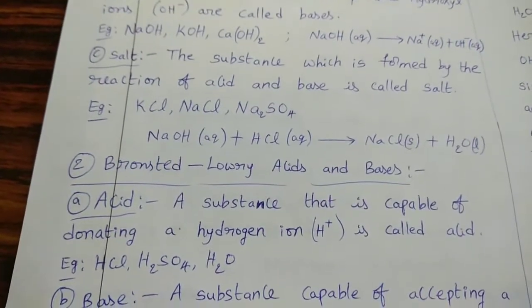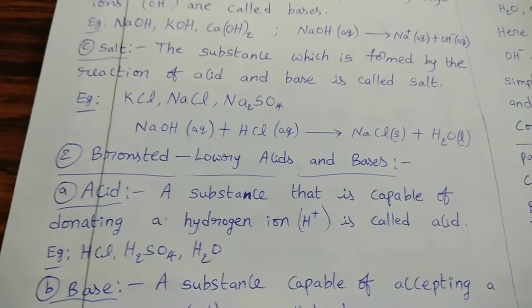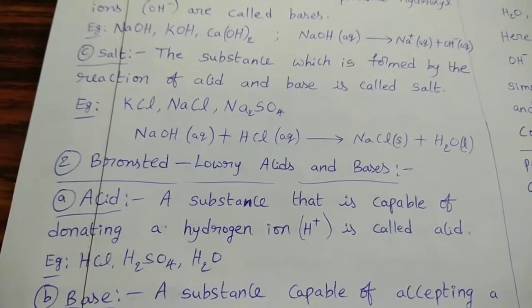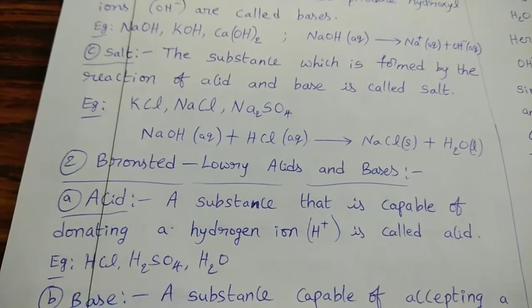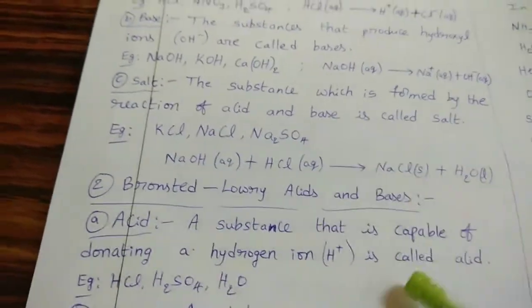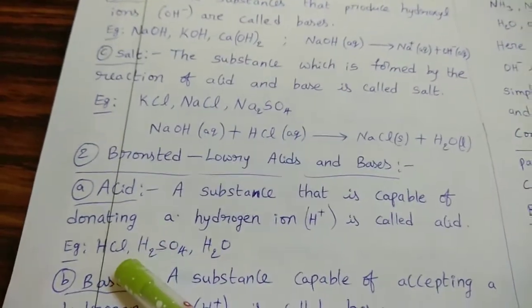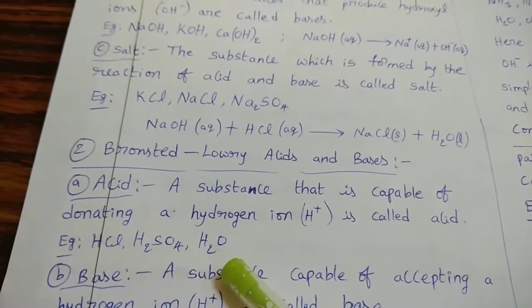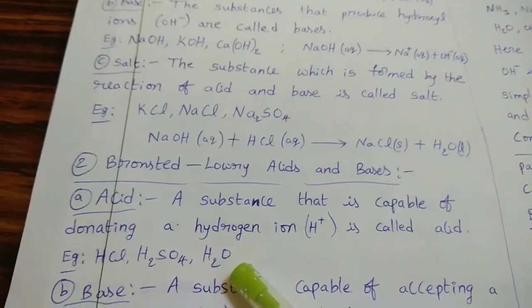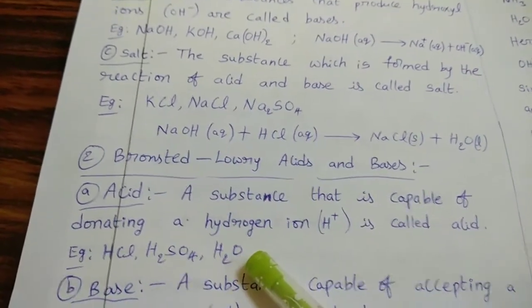Next, Bronsted-Lowry acids and bases. See the definition. Acid definition, a substance that is capable of donating a hydrogen ion is called acid. Any substance which can donate H+ ion or hydrogen ion is called acid. Example, HCl, H2SO4, H2O. H2O also can donate H+ ion. That's why according to this Bronsted-Lowry concept, it is an acid.